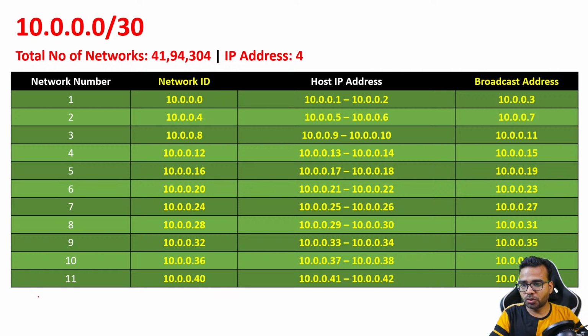Clear? So this is all about class A IP address, and in the next live streaming I will try to explain something else, because we have already done class C, class B and class A IP addresses. If you have any doubt, you can directly write it down in the comment section below.